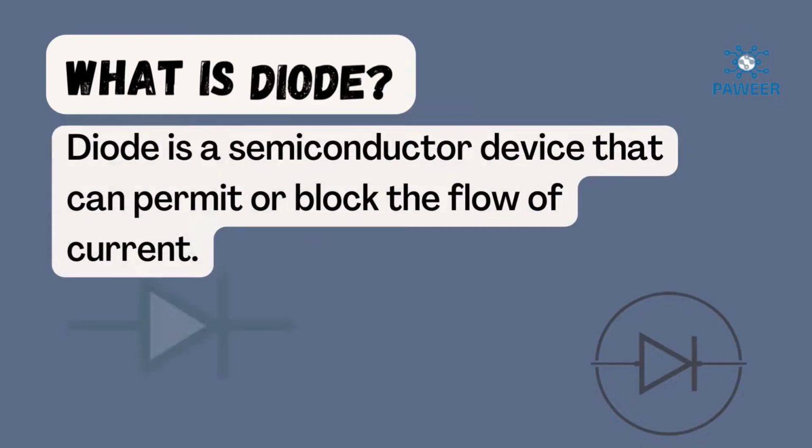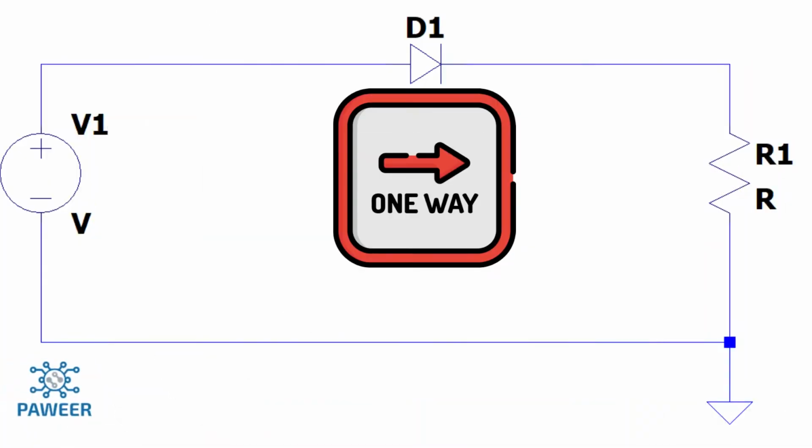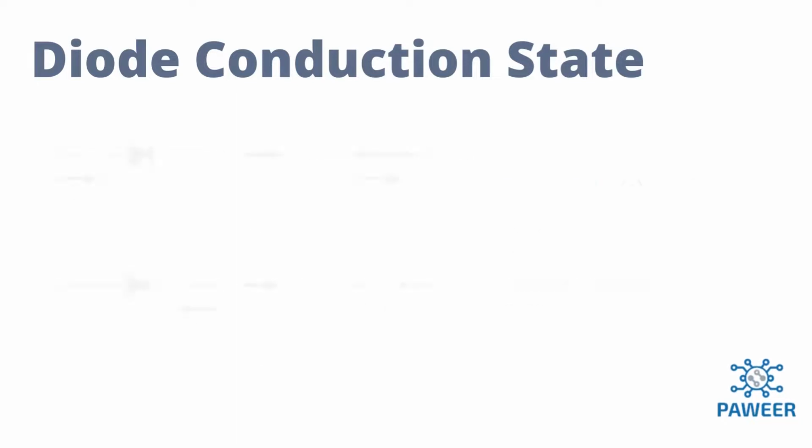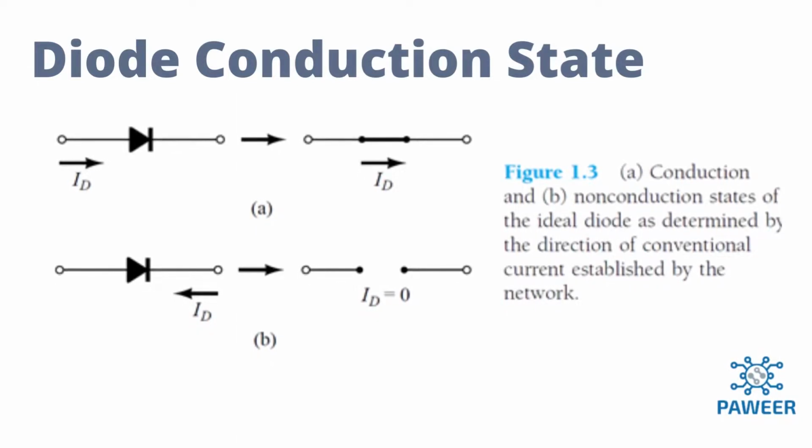Today we will talk about diode. Diode is a semiconductor device that can permit or block the flow of current. If you want to declare a one-way street in your circuit, then diodes are the best candidates. The symbol and conduction state of an ideal diode is shown on the screen. In figure A is the conduction state, and in figure B is the non-conduction state.